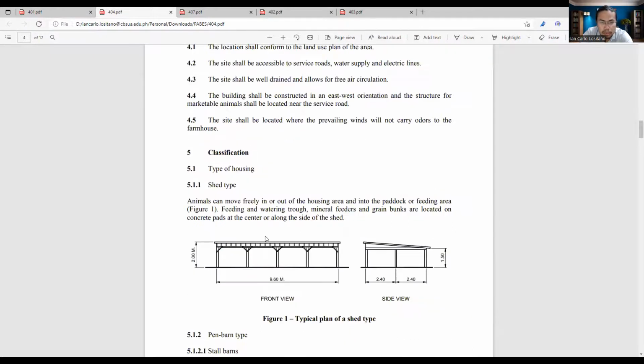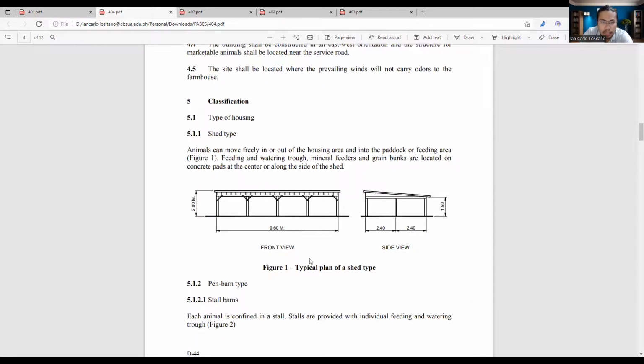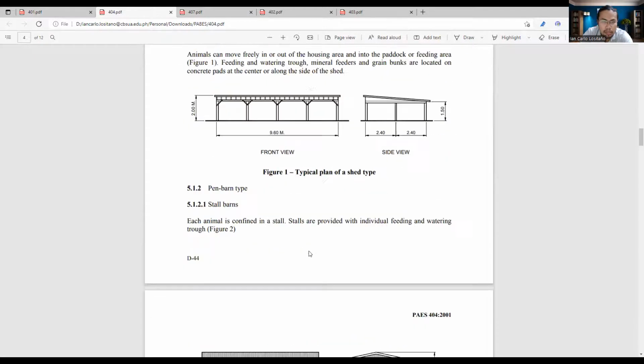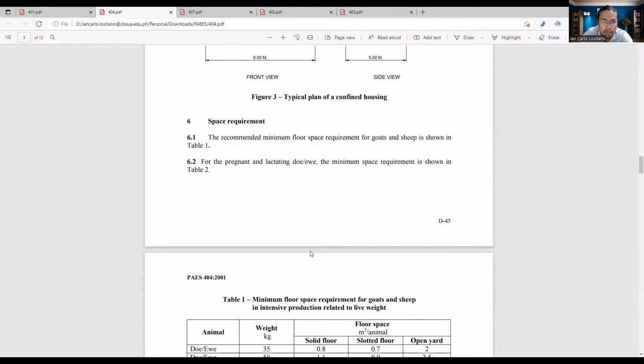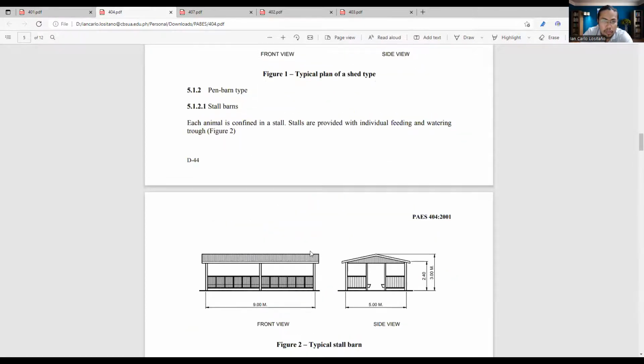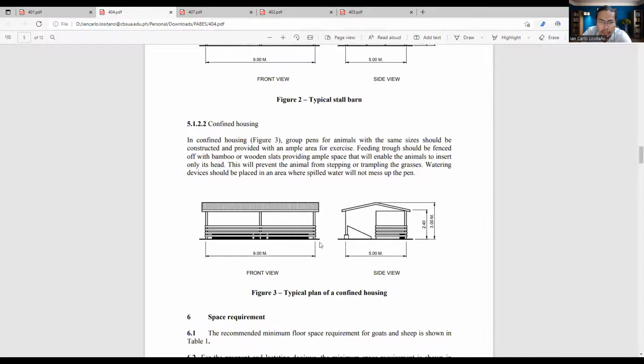You have your type of housing. You have your shed type. You have here the front view of that, and the pen barn type. Shed type, and then you have only two. And for the barn type, pen barn type, you have two types under it: stall barns and the confined housing, which are shown in a while in the drawings.